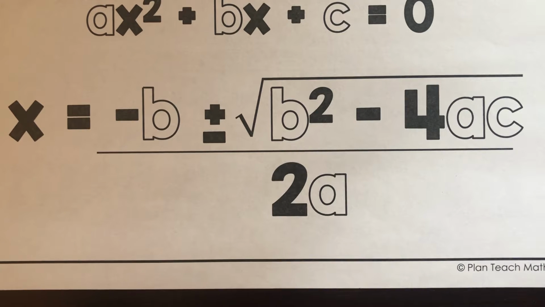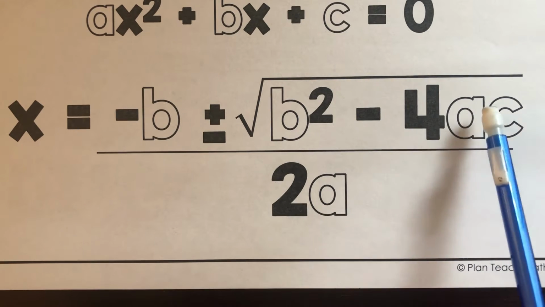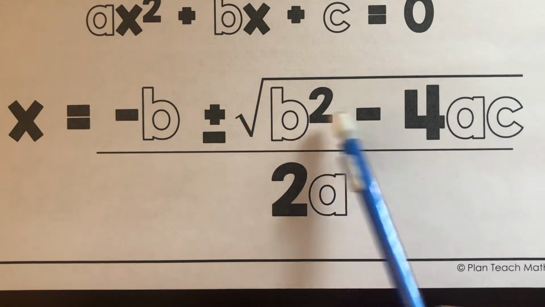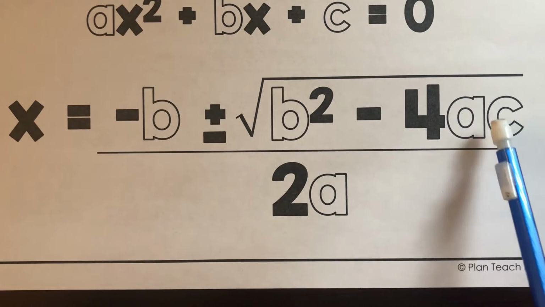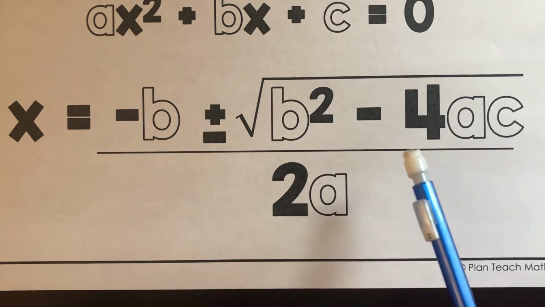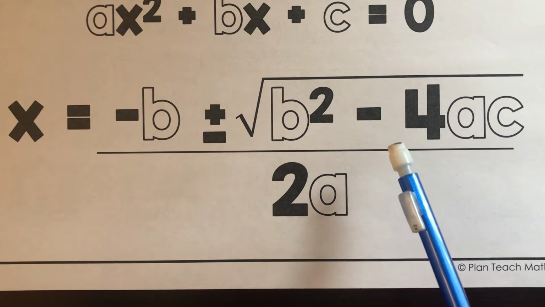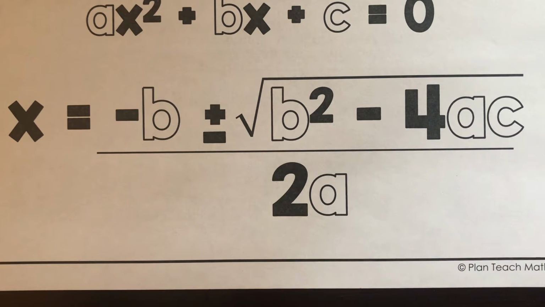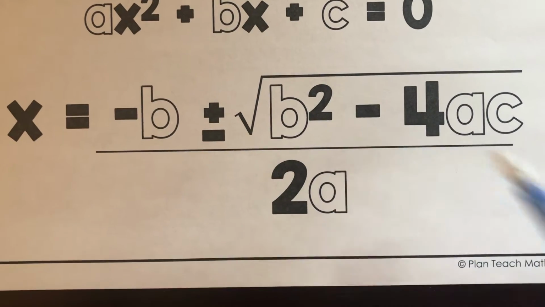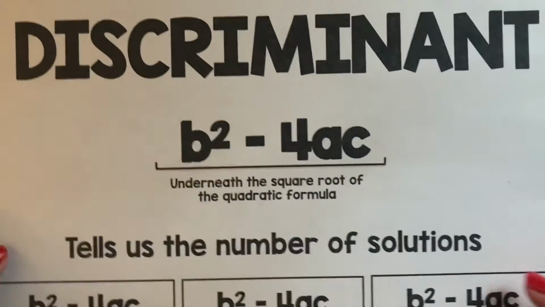So today what we're going to do is take what is inside the square root here, so b squared minus 4ac, and we're going to do some work with just that. That is called the discriminant. And the discriminant is important because it tells us how many answers and what kind of answers we'll get when we solve for x in the quadratic formula. So let's look at the discriminant.